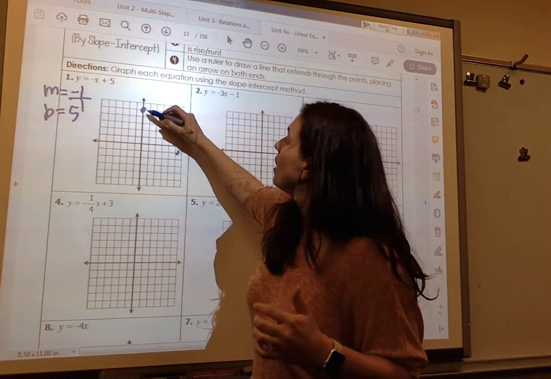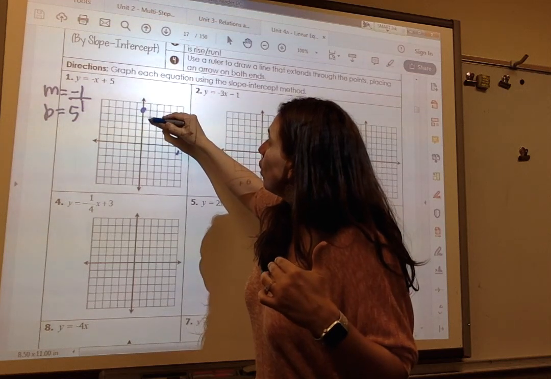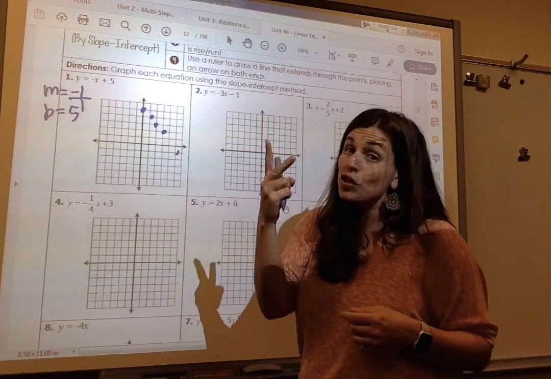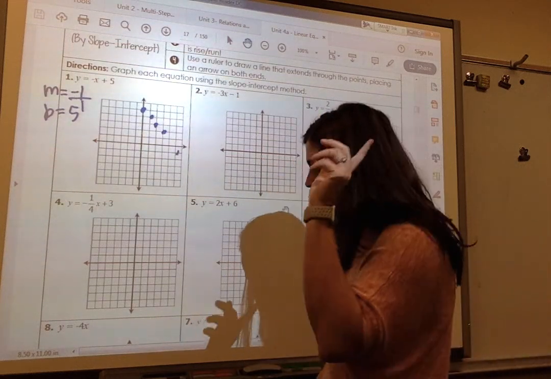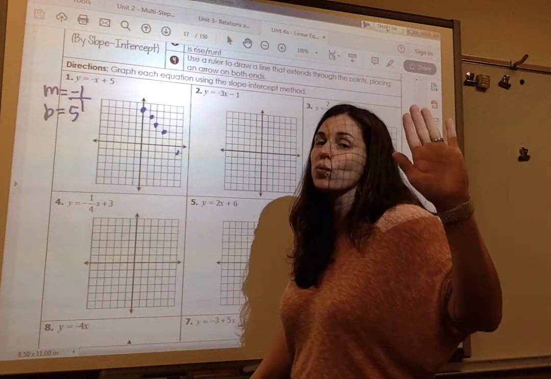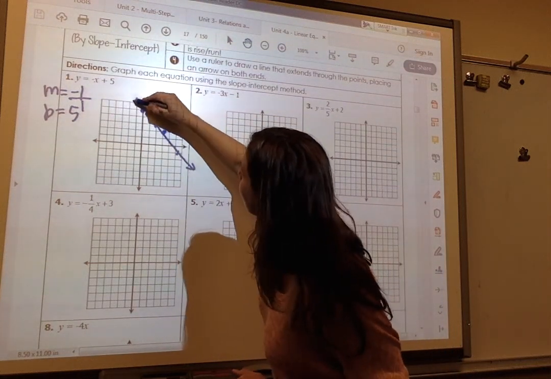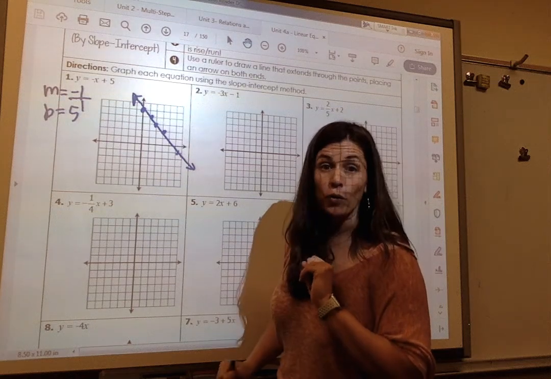All right, so let's look at that. So you're going to go down 1, over 1, down 1, over 1, down 1, over 1. It only takes really 2 points to establish a line. So after this, you're going to get a straight edge, a ruler, and you're going to graph this all the way through. So here's what I'm looking for.